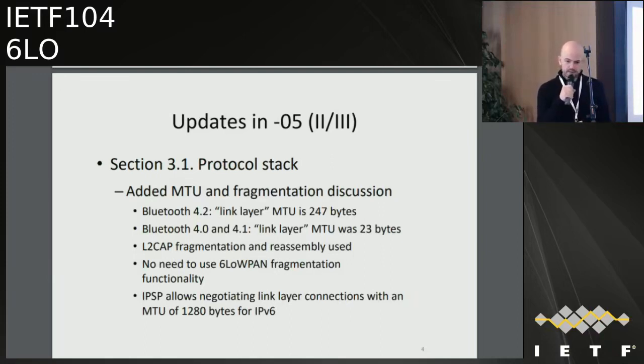And also we add that in previous versions, Bluetooth 4.0 and 4.1, the link layer MTU was 23 bytes. And we explained that in this document, as we did in RFC 7668, we use the fragmentation and reassembly functionality provided by L2CAP. So there is no need to use the 6LoWPAN fragmentation functionality here. We also add that the IPSP allows negotiating link layer connections with an MTU of 180 bytes for IPv6 in order to comply with the IPv6 MTU requirement.